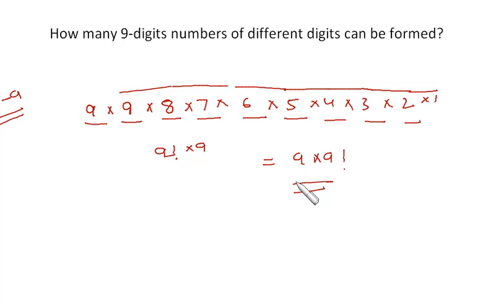You will not be asked in examination to multiply all these data. So your answer will be in this format only, right? Because it's a bit time consuming to make this calculation. So just have the answer in this format, right? So now we are clear how many 9-digit numbers of different digits can be formed. So this is the solution to the problem, right?